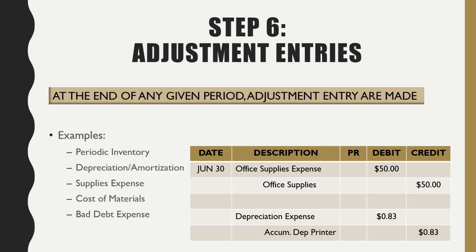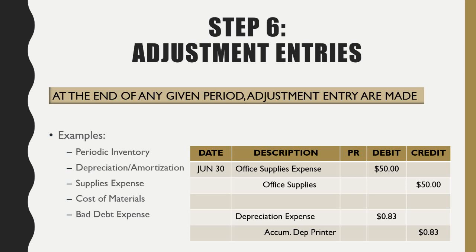A good example is periodic inventory. We have the coffee mugs that we need to adjust. We also have depreciation. We have a bunch of fixed assets that we need to depreciate because we used them for the month of June. We also bought some supplies, so we need to adjust our supplies because we used those supplies. Therefore, we need to make sure that in our books, we reflect that we don't have $150 worth of supplies.